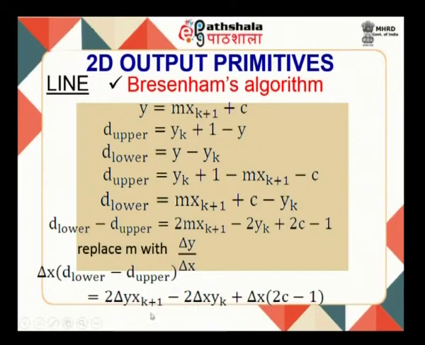So, this term is what you should remember, and Bresenham has actually replaced this term d lower minus d upper into delta x as the decision parameter p k. It is called the decision parameter because the difference of d lower and d upper is going to tell us whether the lower pixel is to be chosen or the upper pixel is to be chosen. That is, if d lower minus d upper is less than 0, that is the sign bit. So, check the sign bit of this difference operation.